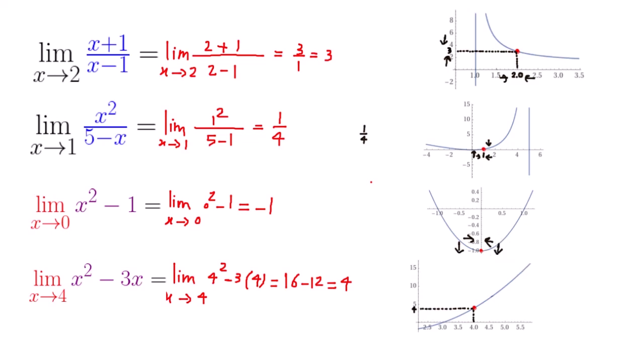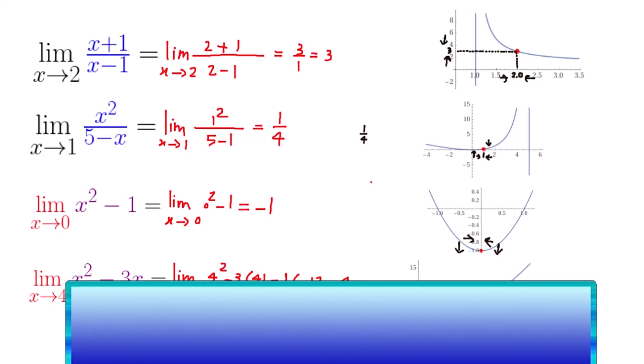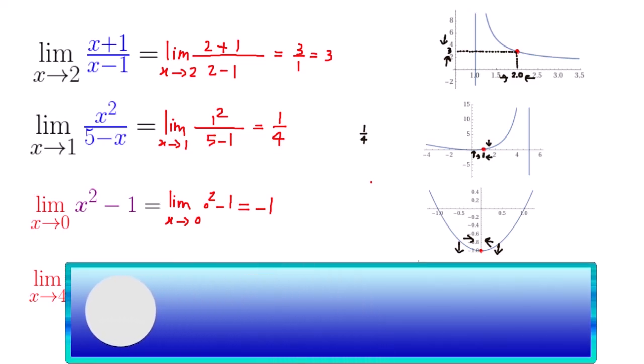And in the last exercise, we have the limit of x squared minus 3 times x as x approaches 4. When we get closer and closer to 4 from the left, we get closer and closer to 4 from below. And when we get closer and closer to 4 from the right, we get closer and closer to 4 from above.